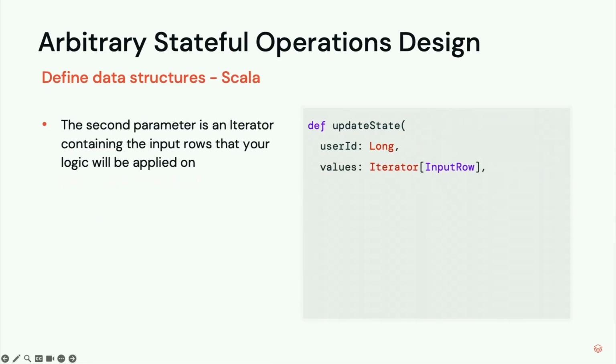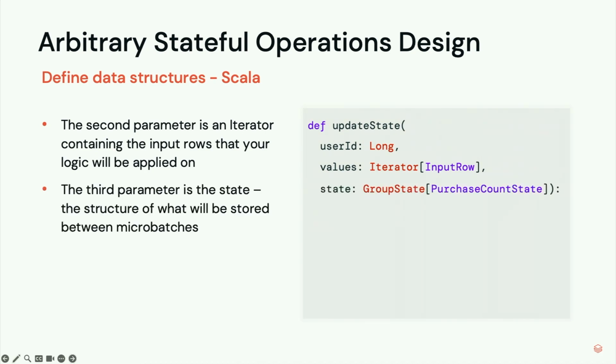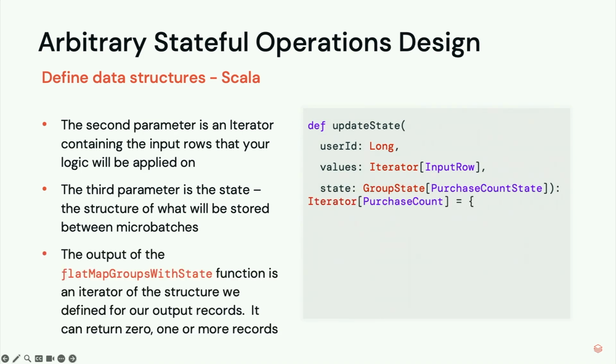The second parameter is going to be an iterator containing all of the records for that key that have come in. And the third, I need to define the structure of the state that I'm going to store and pass in. So here you see I've passed my case class for the state. Then finally, I need to output an iterator. That is what's going to be output from this function of type purchase count, which is the case class I defined for my output.